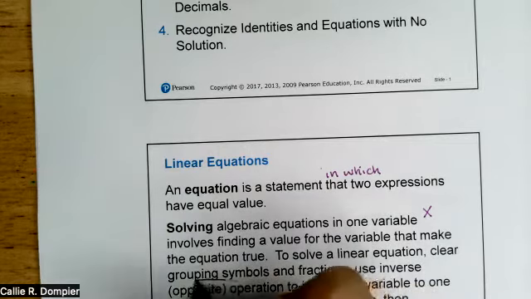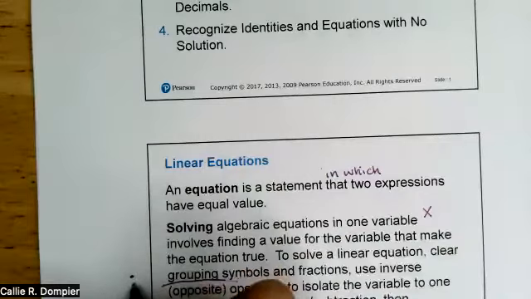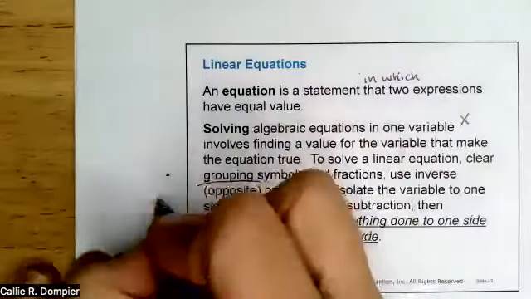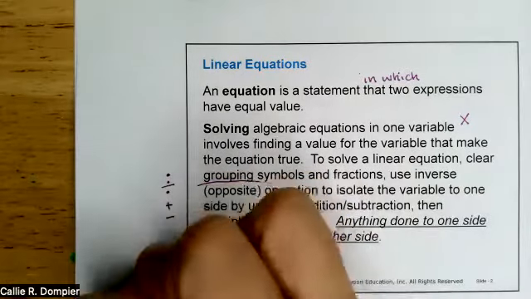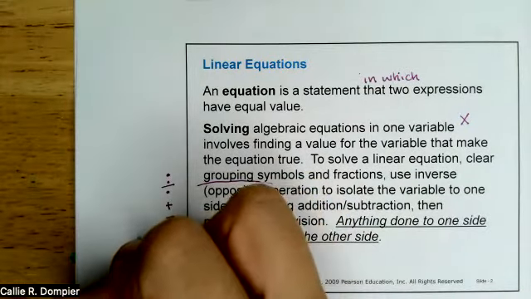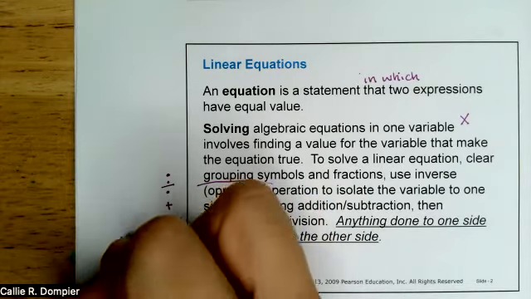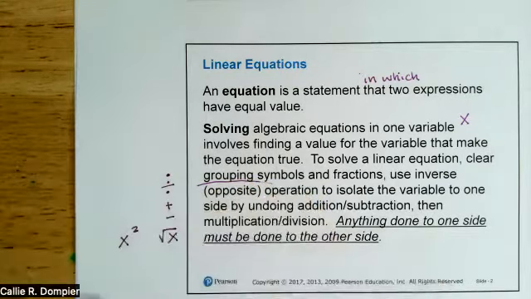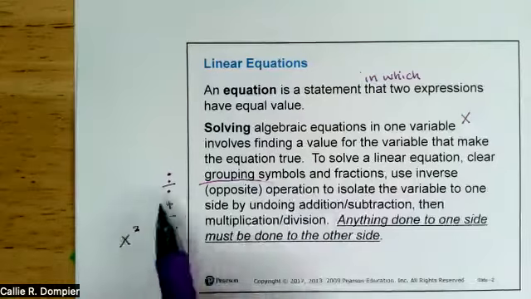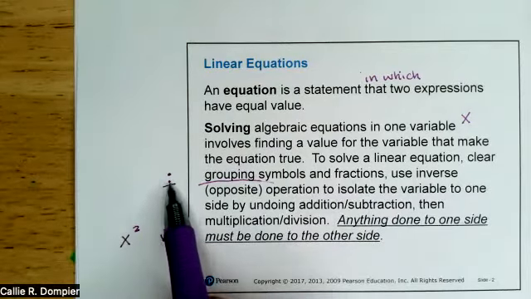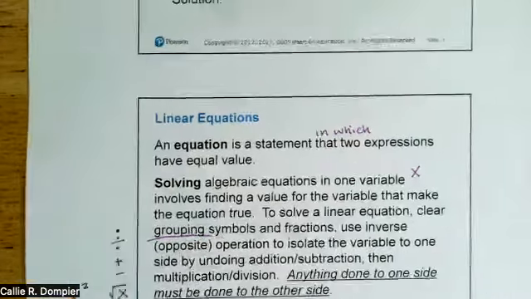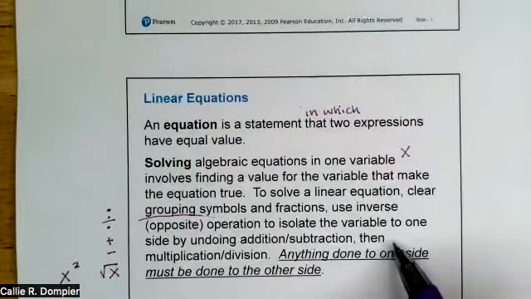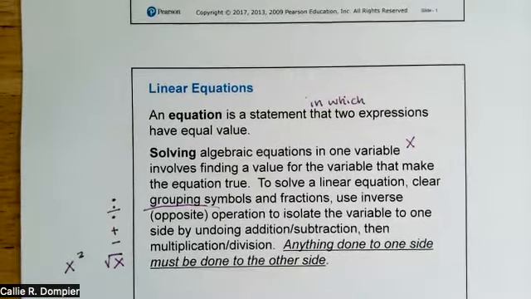So when we're talking about operations, we just mean multiply, divide, add, subtract. The opposite of this would be this, right? So those are inverses of each other. The opposite of add is subtract. The opposite of multiply is divide. To isolate the variable on one side, undo addition or subtraction first, then multiplication or division.